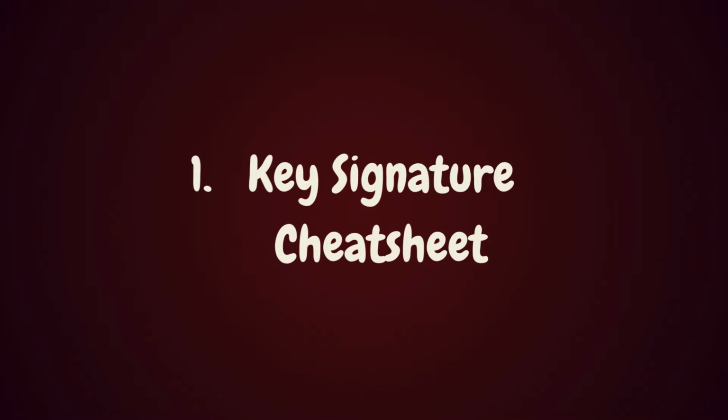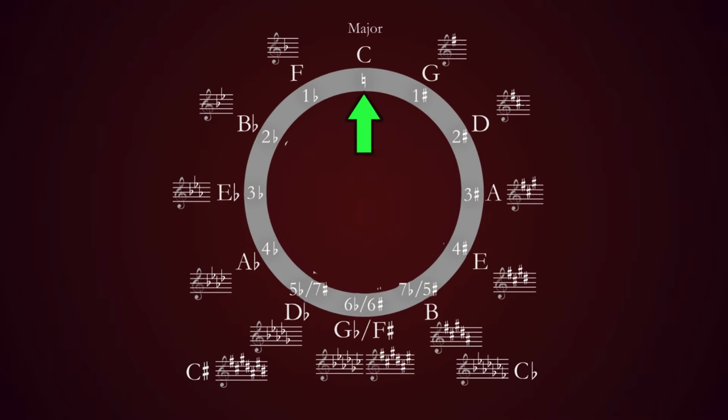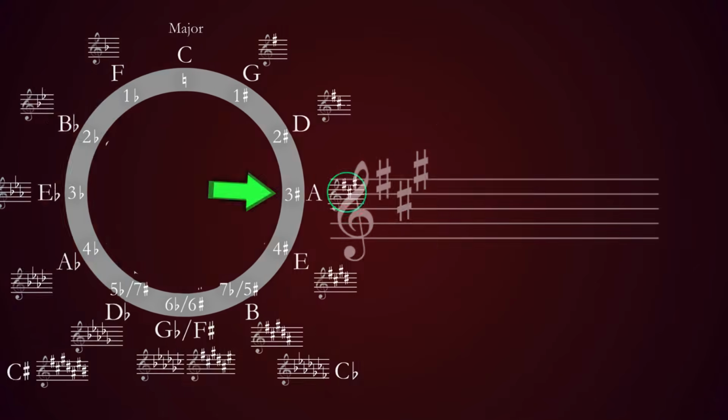First, it's your key signature cheat sheet. Start at C, you have no sharps and no flats here, and each step clockwise adds 1 sharp. Each step counterclockwise adds 1 flat. So if you see 3 sharps in a key signature, count 3 steps clockwise, you land on A major.